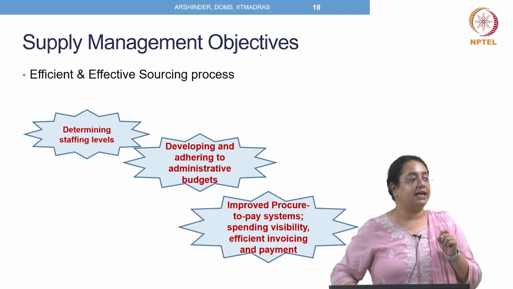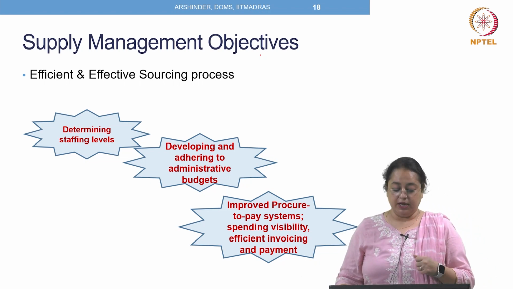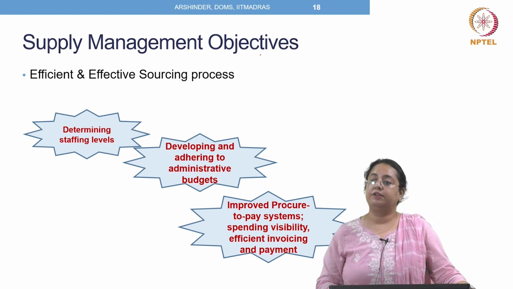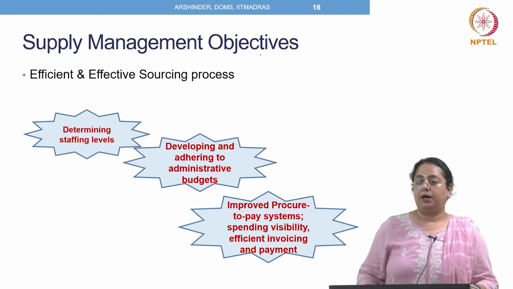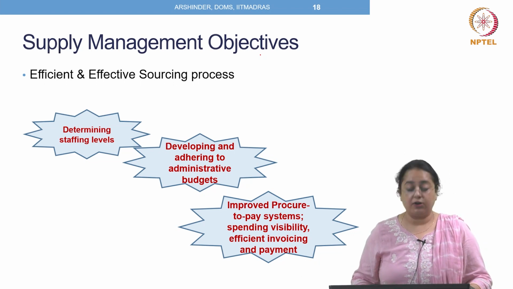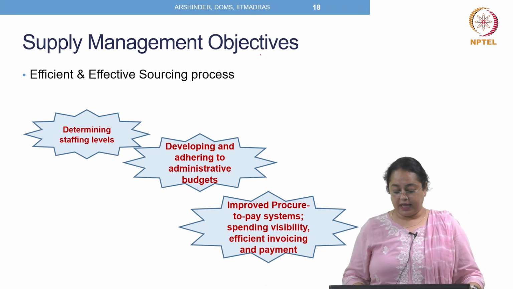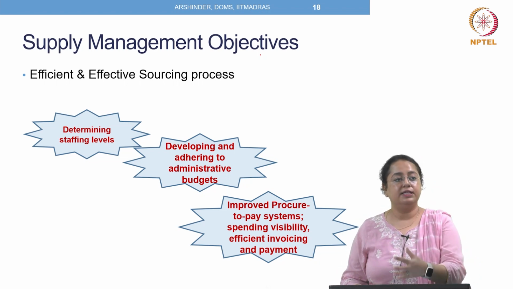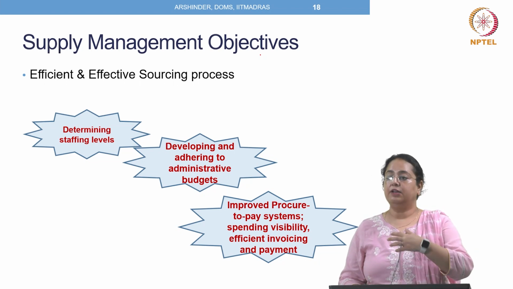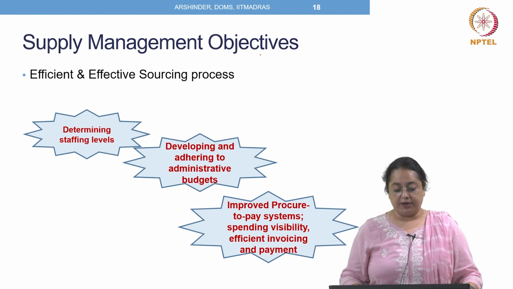Second is an efficient and effective sourcing process. Right workforce, as we have seen in the last session, what should be the human resource of the supply management function. Developing and adhering to administrative budgets. Improve procure-to-pay systems, as we will discuss the technology interventions in supply management, spending visibility, and efficient invoicing and payment. How we can standardize all this spend analysis and invoicing process using technology or some software, that we would see.